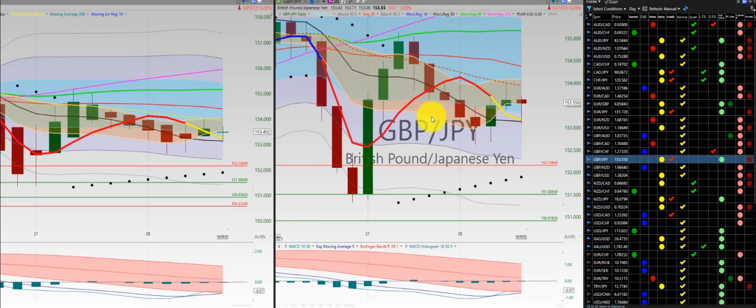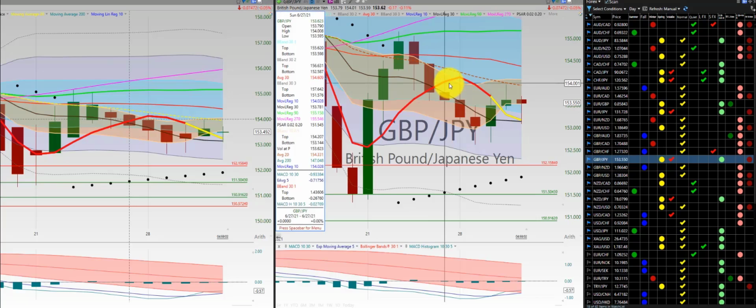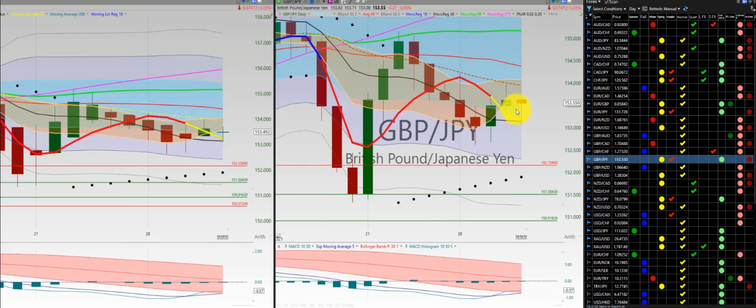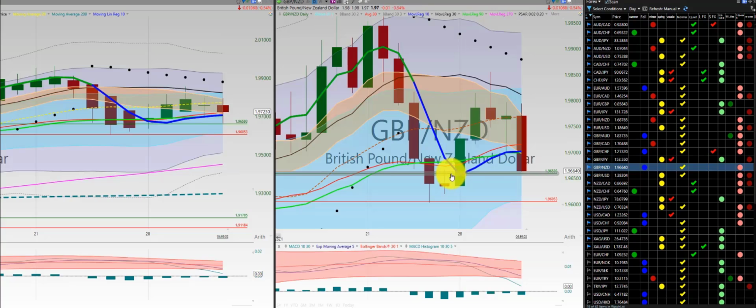British Pound, Japanese Yen. Initial trade here, out for a loss. Initial trade here, out for a loss. British Pound, New Zealand Dollar was a continuation from the previous week. Initial trade here, out for break even plus dinner for 2.